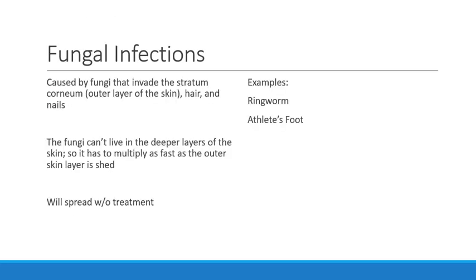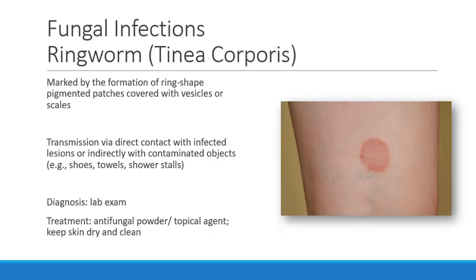Fungal infections are caused by fungi that invade the stratum corneum, the hair, and nails. The fungi can't live in the deeper layers of the skin, so it has to multiply as fast as the outer skin layer is shed. It will spread without treatment. Common examples include ringworm and athlete's foot.